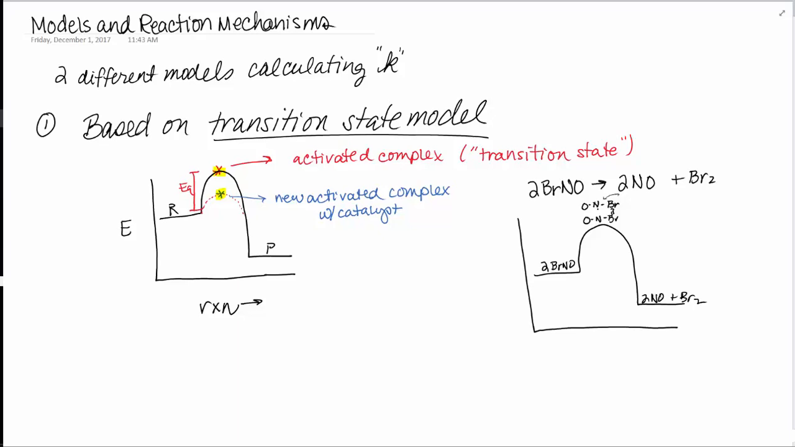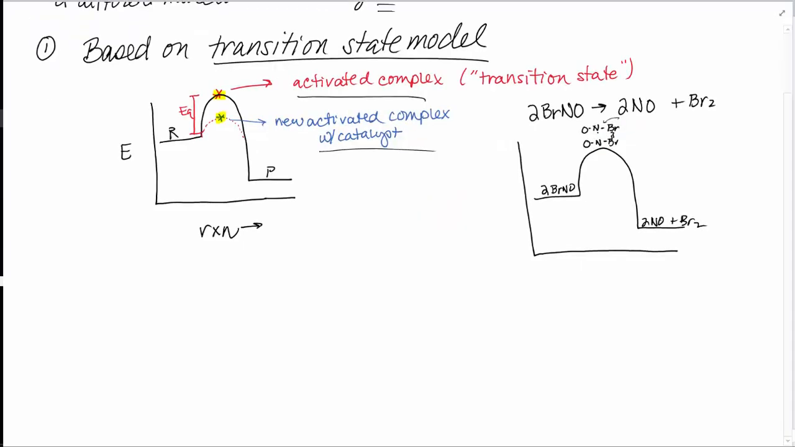Anyway, here's the thing. Calculating K from this, it's a whole bunch of complex calculations. They lead to really good results. We're not going to try to calculate it. It's sort of beyond the scope of this course. But I just want you to understand this idea of the activated complex and having a new activated complex with a catalyst. Those are all super important ideas in there as well.